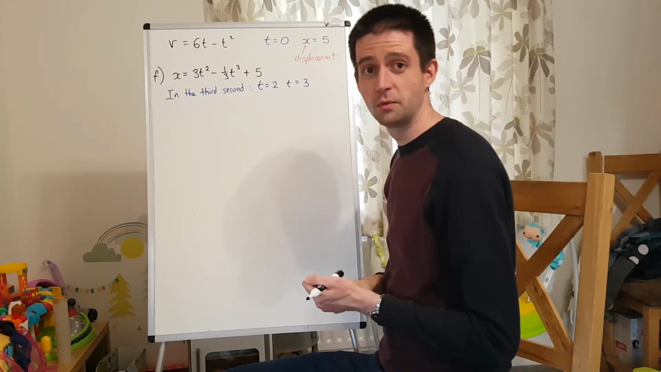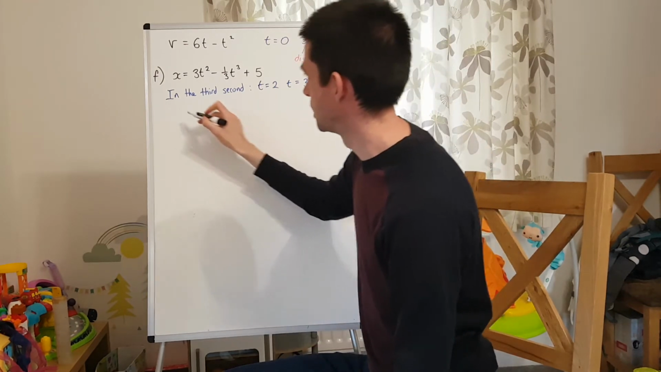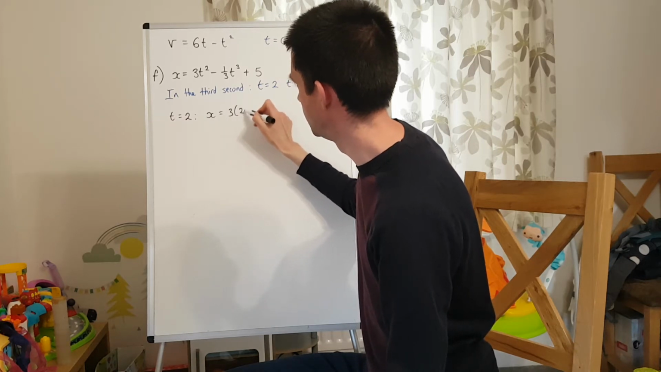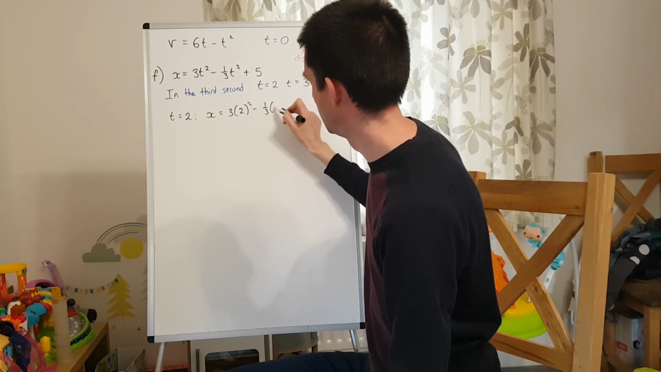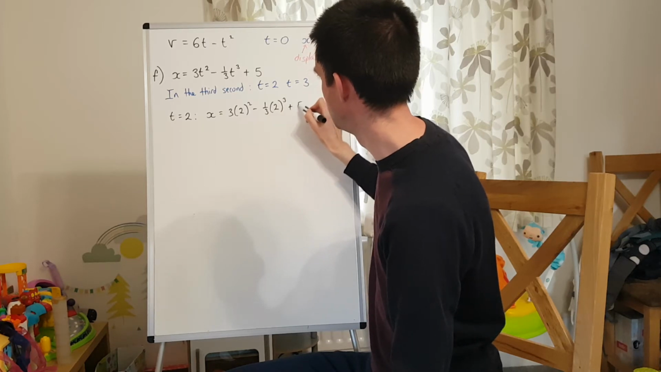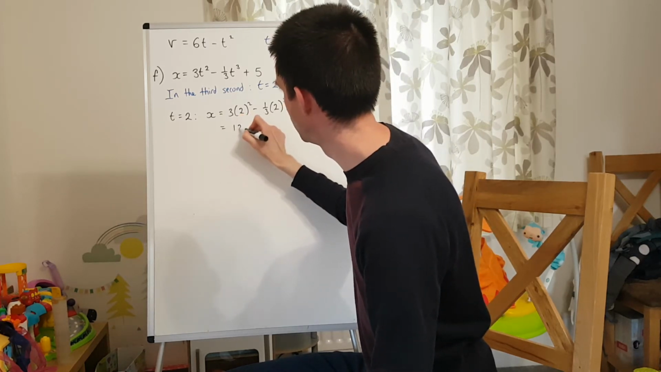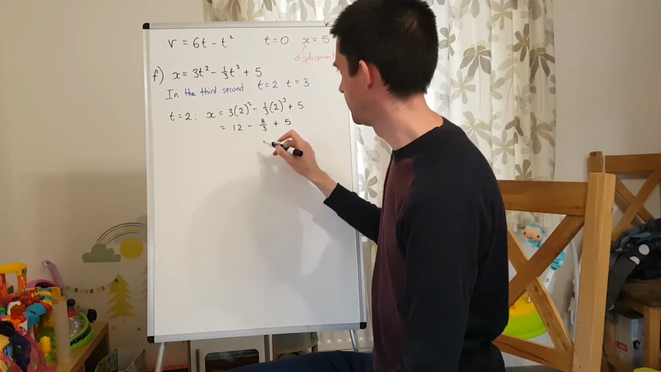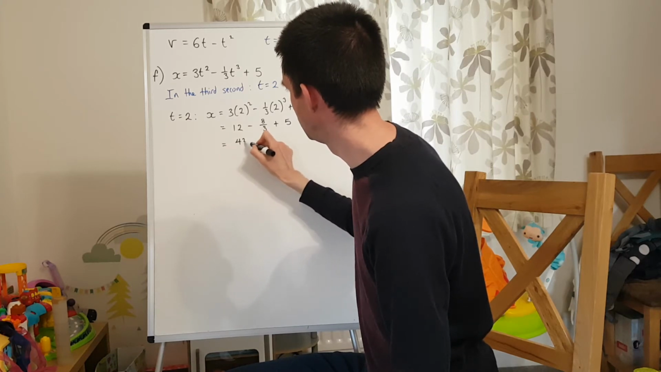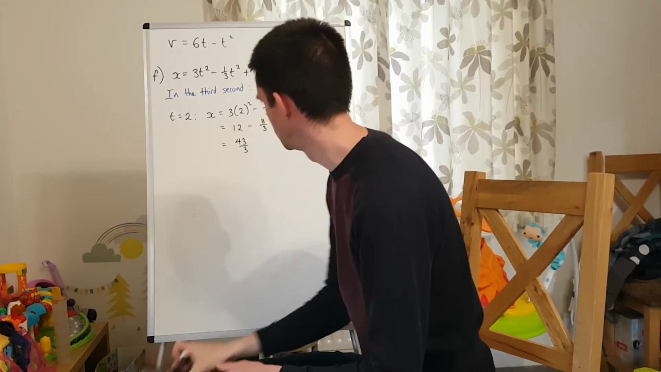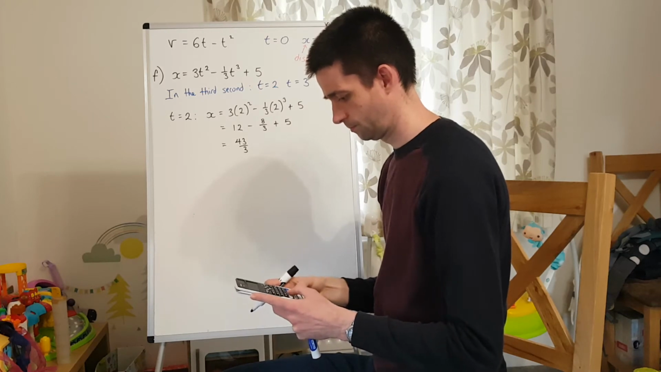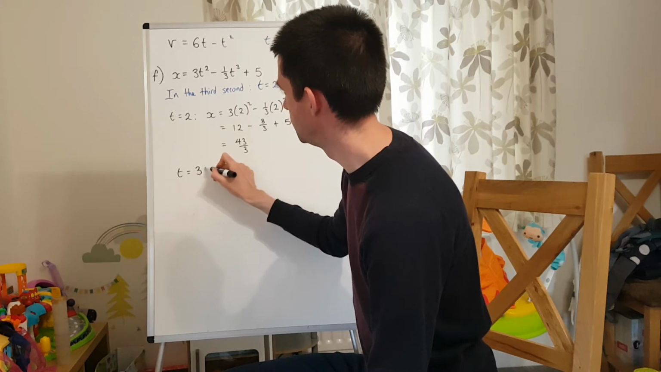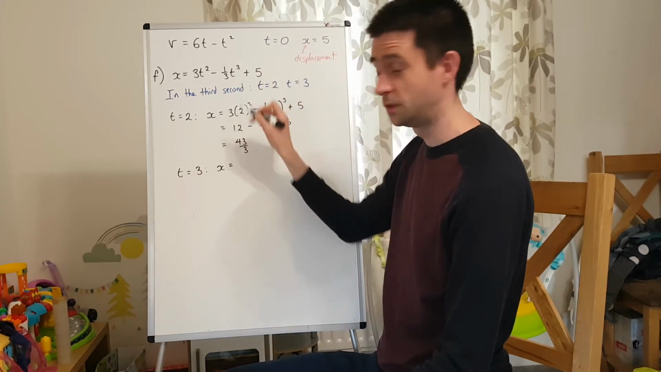So we have our expression for position, for displacement. So we're going to substitute t equals 2 in first. So x equals 3 lots of 2 squared minus a third of 2 cubed plus 5. So it's 12, take away 8 over 3, plus 5, which is 43 over 3. I'll just check that. 43 over 3, yeah.